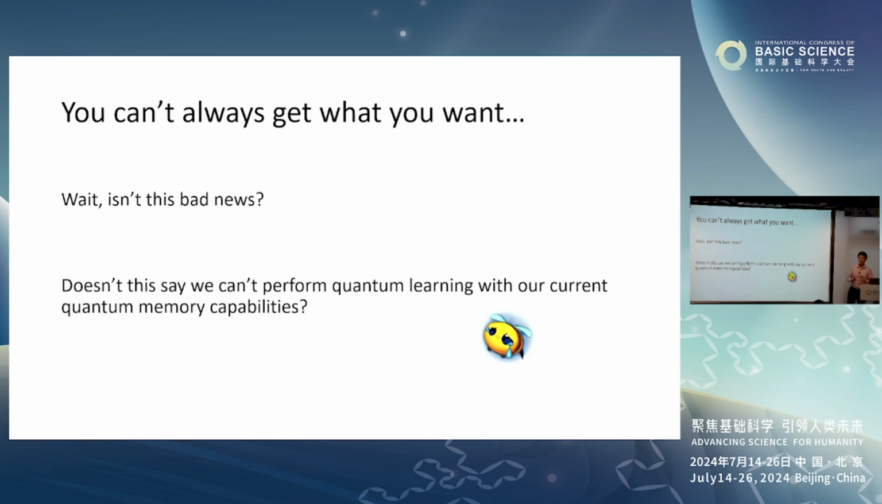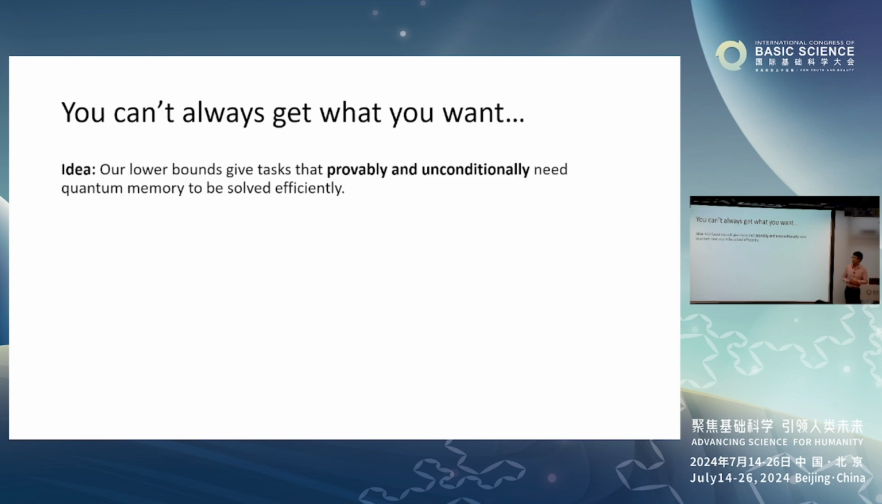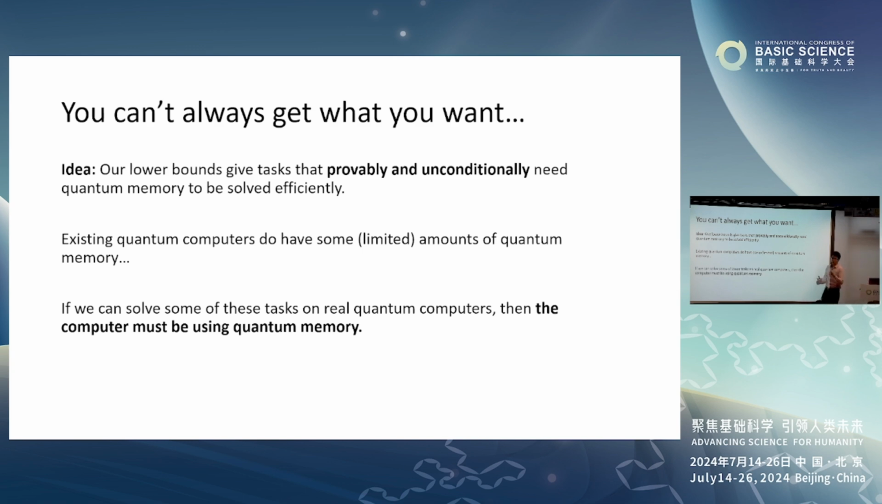But there's a cool thing that we were able to do by flipping this around. Because it's true, our lower bounds give tasks that provably and unconditionally, purely information theoretically, cannot be solved efficiently unless you have quantum memory. Now, while I mentioned quantum computers don't have large-scale quantum memory, they sometimes have a little bit. They have medium-scale quantum memory. Which means that if we can somehow beat one of these lower bounds on a real quantum computer using the small amount of quantum memory they have, then somehow this quantum memory must be used in a fundamental sense. This is something fundamentally quantum that this computer is doing that cannot be classical in nature.